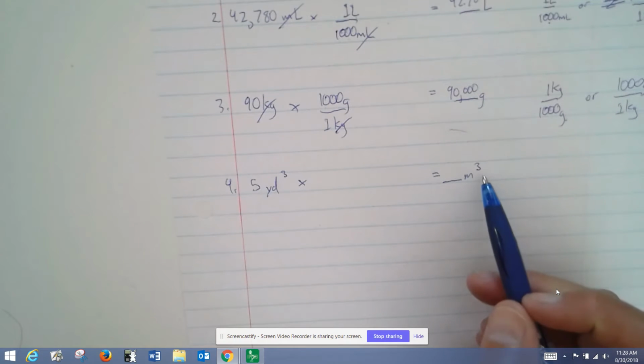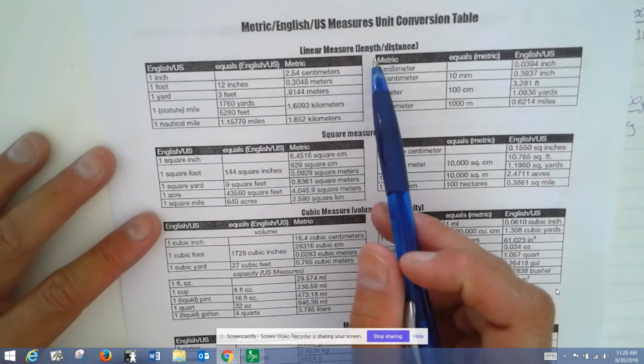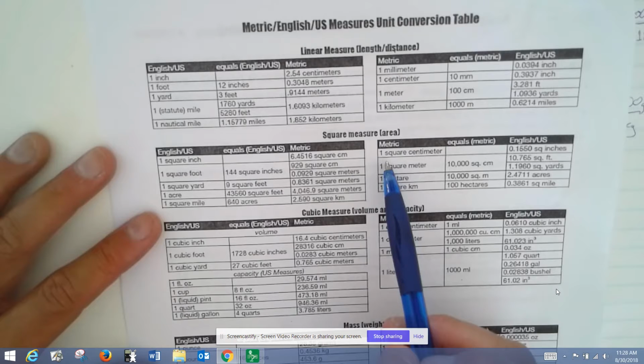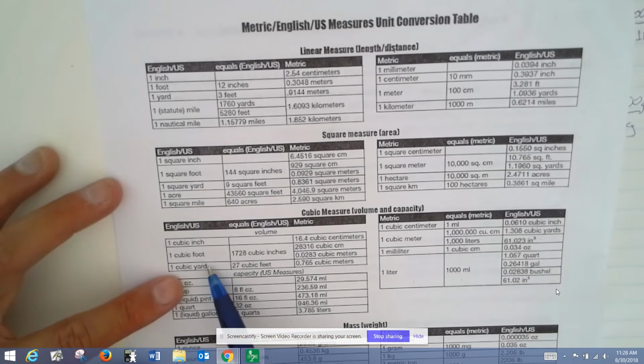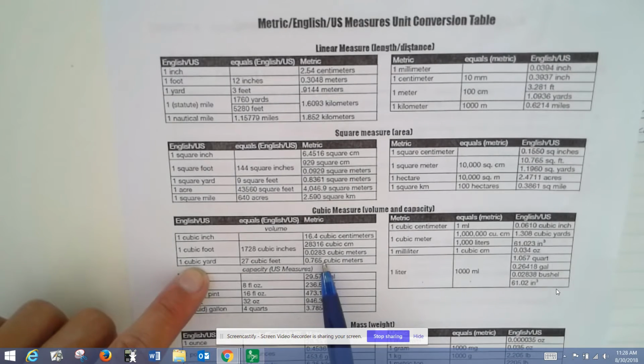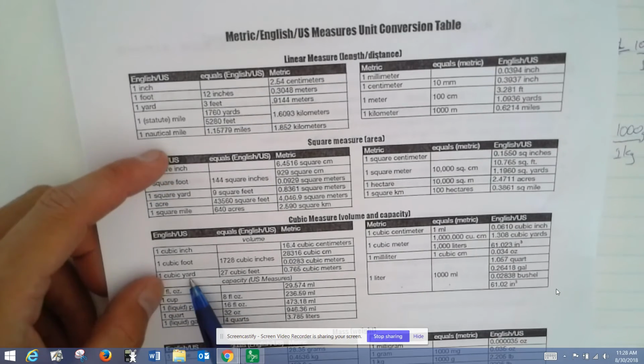So if I see anything cubic like that, that's also an indication that it's a volume. Okay? So if you see that, it's not going to be here. This is a length and distance. It won't be here, the area. It'll be somewhere in here. So let's see. Oh, here we are. For every 1 cubic yard, we have 0.765 cubic meters. So it doesn't just say YD cubed, but it says cubic yard, cubic meters.